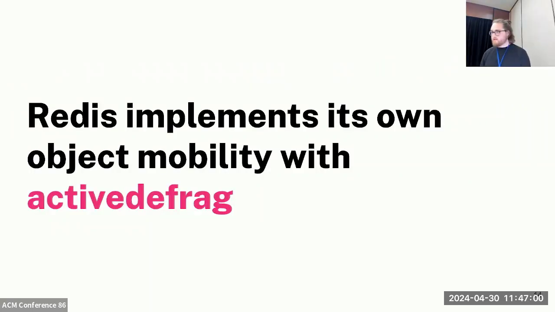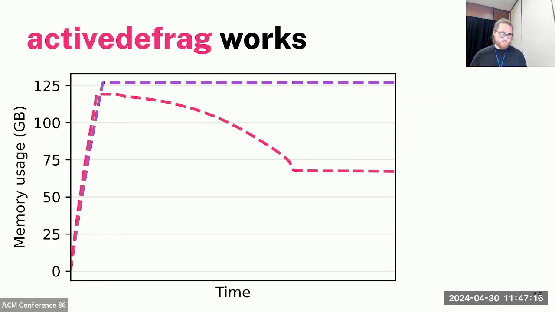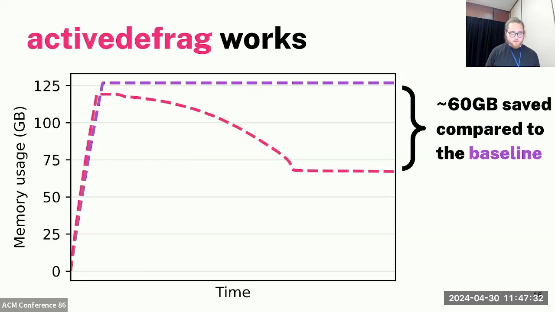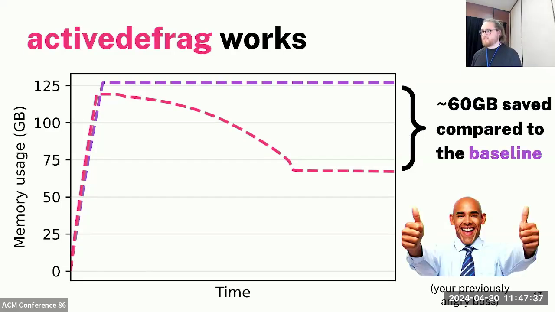So Redis actually attacked this themselves. This was such a big problem that there was a big work, I think in Redis 3 maybe, called active defrag. Active defrag is an ad hoc solution to solve this problem. Without going into it right now, in this particular plot, you can see memory usage grows over time, and then the baseline in purple is stuck at 125 gigs. But active defrag is able to move the objects and the keys around in memory to reduce the memory usage over time, which in this particular workload saves about 60 gigabytes, and your boss can be less angry.